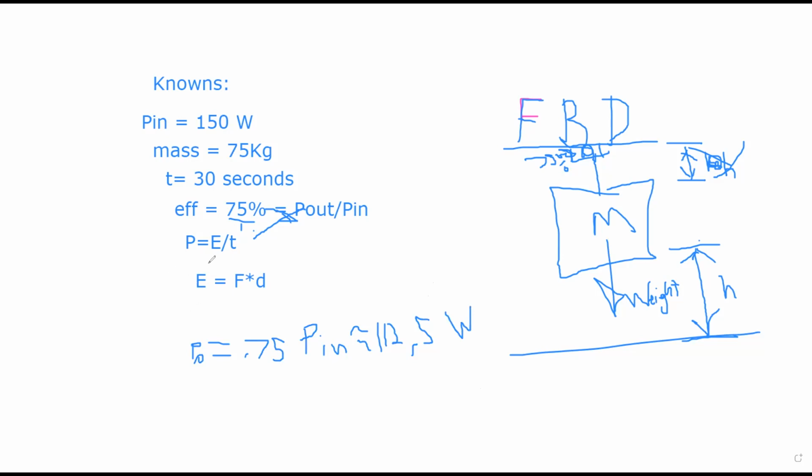And if we plug P out into this equation, P out is equal to E over T. And then we solve for E, right? And then that would be P out, which is 112.5 times 30 seconds.